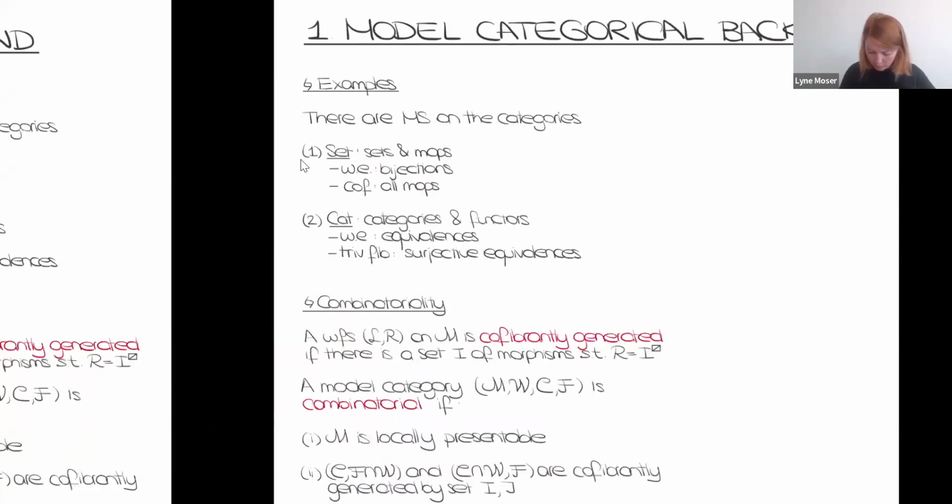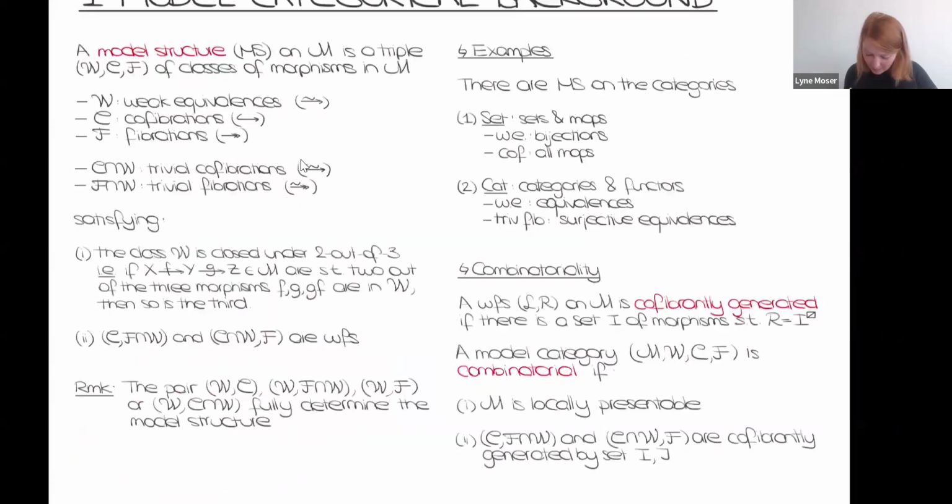Okay, yeah, I'll go back to this. So I was saying that a model category is combinatorial if, first of all, the category on which we put the model structure is locally presentable. And this is just some size issue condition. So you just don't want M to be too big. It's not very important if you don't know what this means. Just take it as we don't want M to be too big. And the other condition is that both weak factorization systems of the model category are cofibrantly generated by sets I and J.